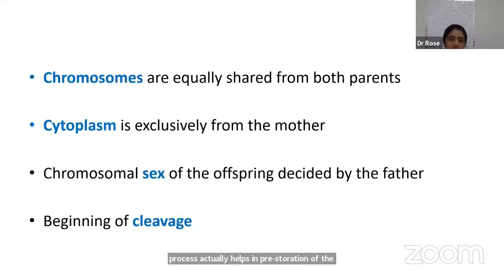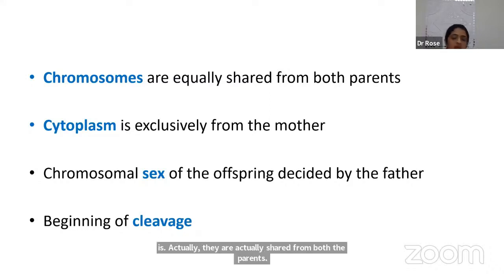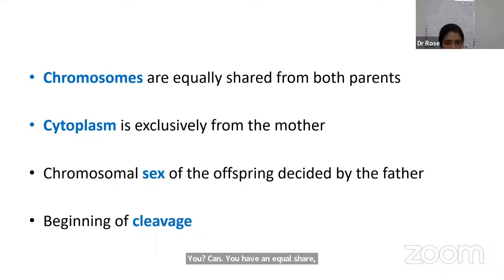And what are the other changes happening? The chromosomes are shared from both the parents, with an equal share, but the cytoplasm of the zygote is exclusively from the mother's side.